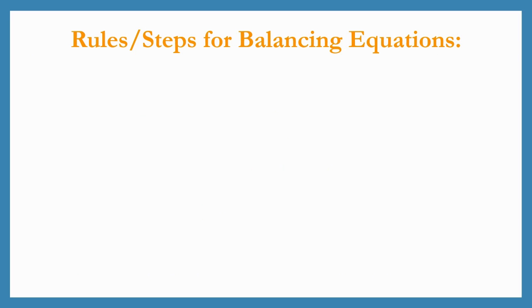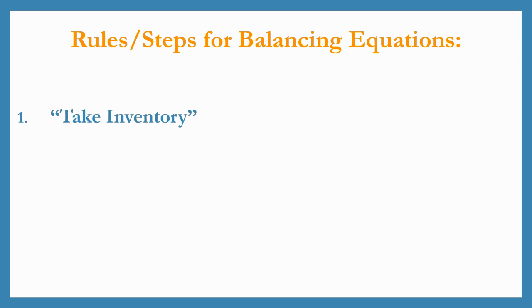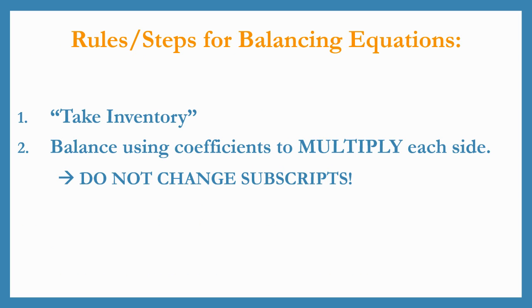So here are the general rules that you have to follow when balancing equations. One, you need to take some inventory. Here we had four blue nitrogens, so this side had to have four blue nitrogens. So 4 times 2 there, and 4 times 1. That's how we know that was 4. Two, you need to balance by using coefficients and multiplying them.